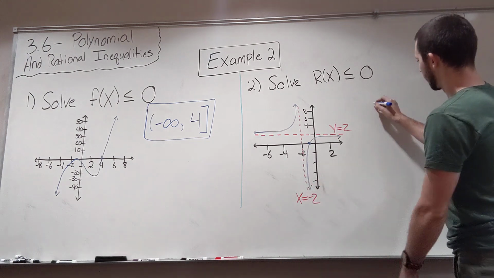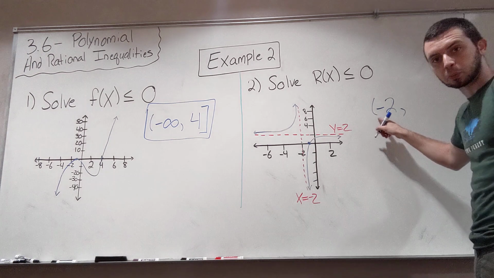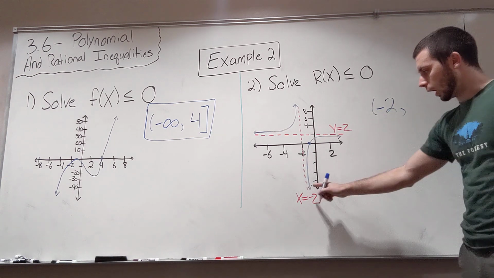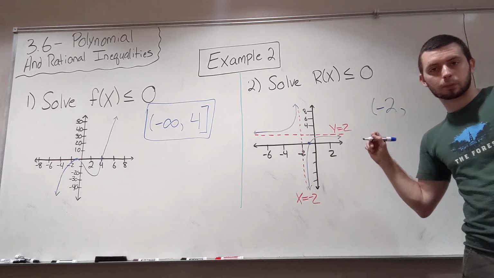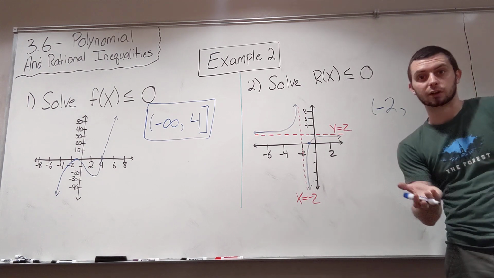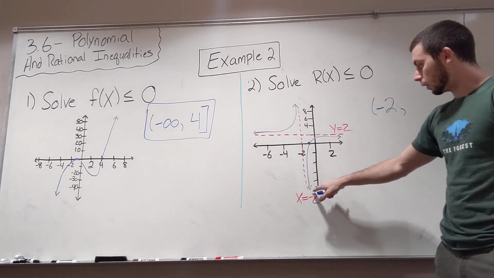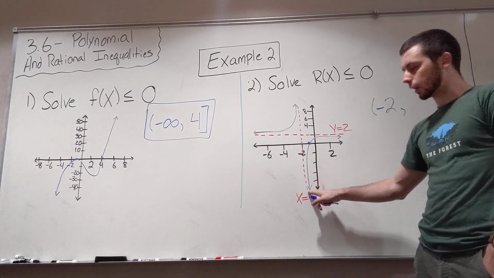So from the left, that value would be -2. And it always has parentheses, no matter what. Asymptotes do not get brackets. So instead they get parentheses, just like how infinity always gets parentheses. Asymptote, same idea. So that's the furthest to the left, we utilize the asymptote.